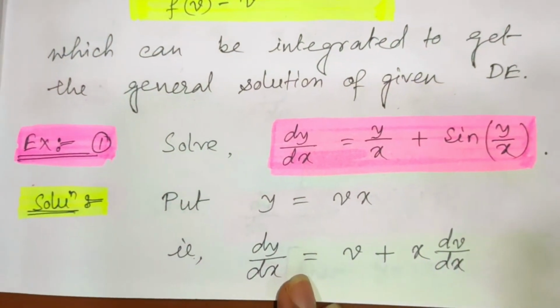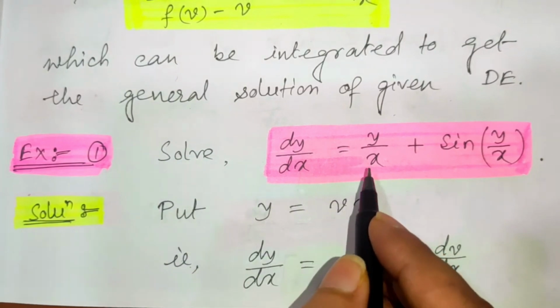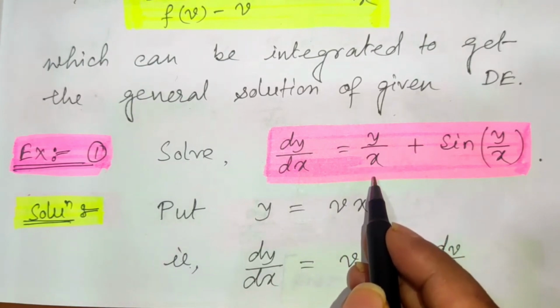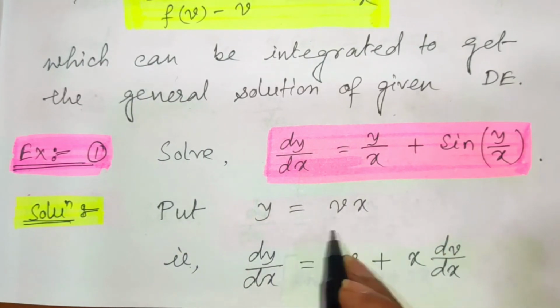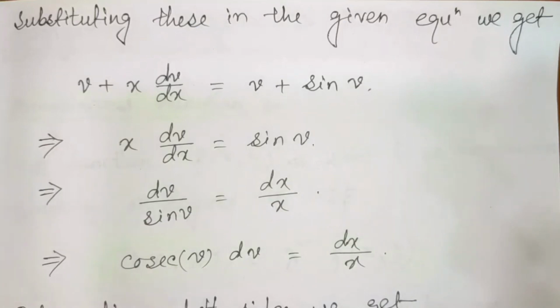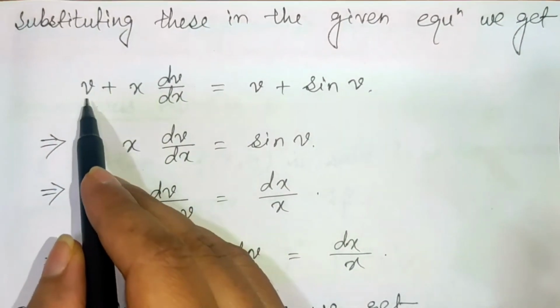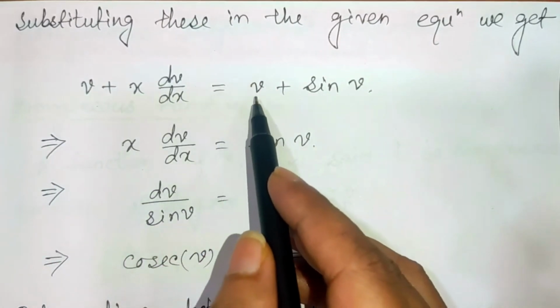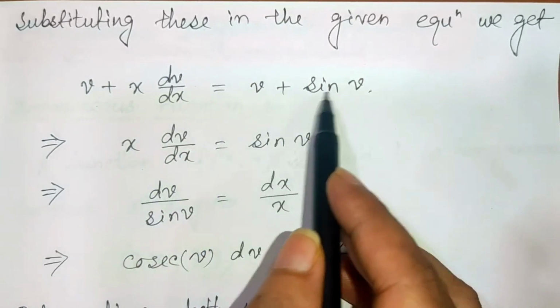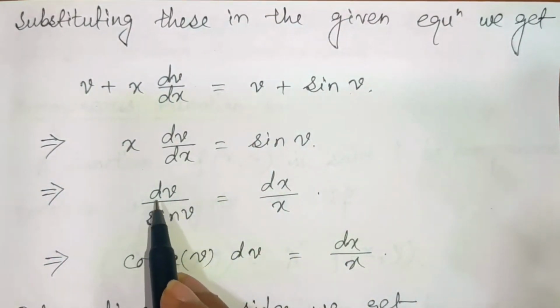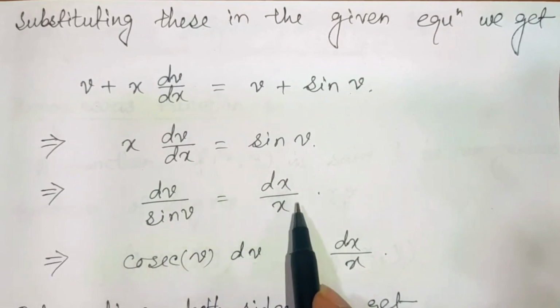The first example: it is given that dy by dx is equal to y by x plus sine of y by x. Just observe, the variables are in the form of y by x. So, we should put y equals vx, and its derivative we know, dy by dx is equal to v plus x dv by dx. Substituting these values in the given equation, instead of dy by dx we substitute v plus x dv by dx, and for y by x we substitute v, and sine y by x is sine v. After substitution and simplification, we find dv by sine v is equal to dx by x.